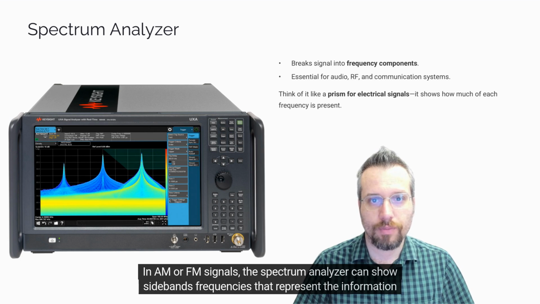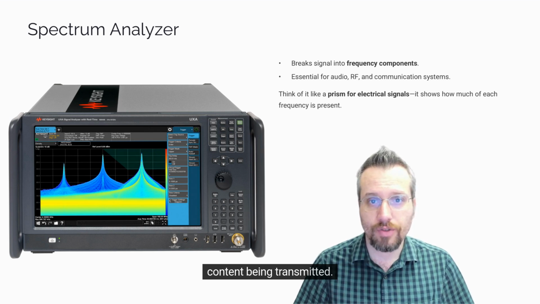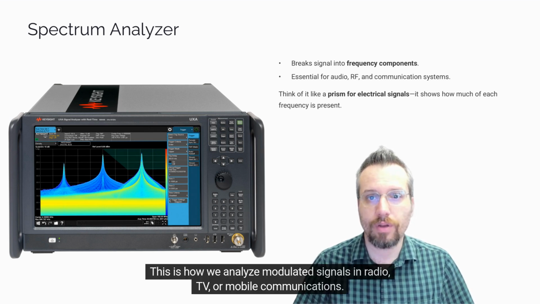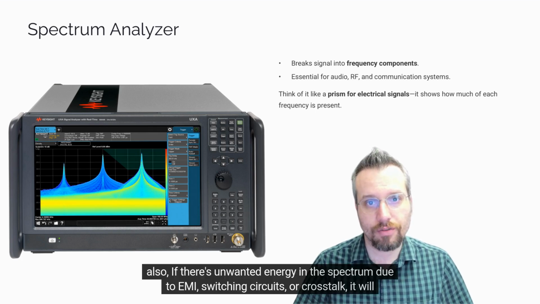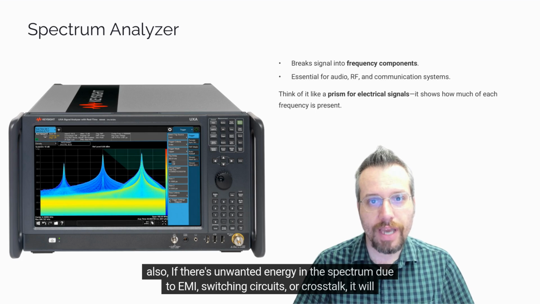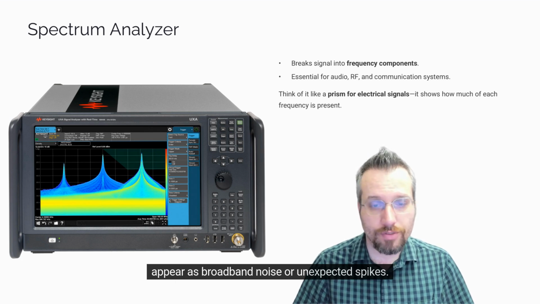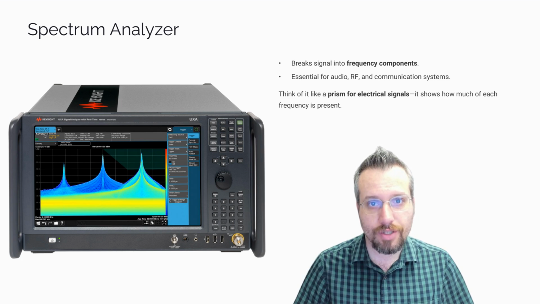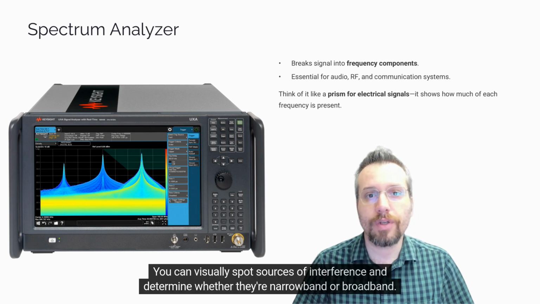In AM or FM signals, the spectrum analyzer can show sidebands, frequencies that represent the information content being transmitted. This is how we analyze modulated signals in radio, TV, or mobile communications. Also, if there's unwanted energy in the spectrum due to EMI, switching circuits, or crosstalk, it will appear as broadband noise or unexpected spikes. You can visually spot sources of interference and determine whether they're narrowband or broadband.